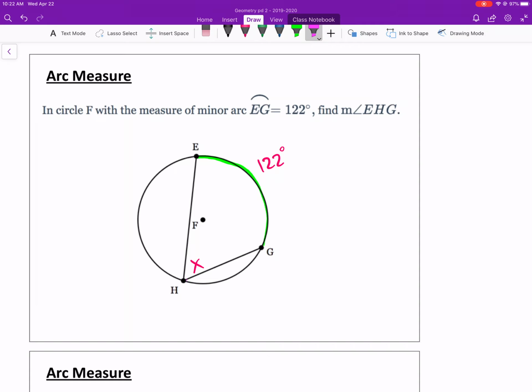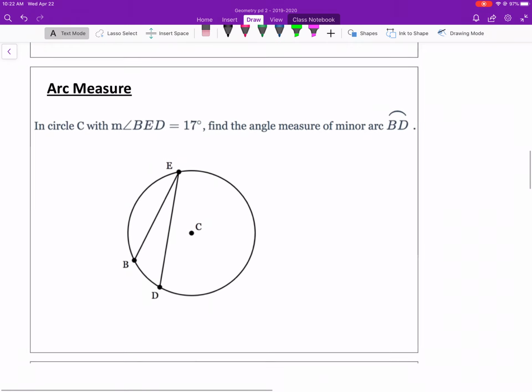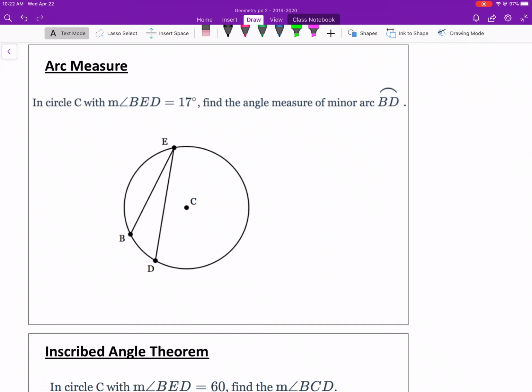The intercepted arc right now is that 122 that they gave us, because you see how X, that angle, opens up and hits that 122 degree arc. So you take that 122 and you cut it in half, you get 61. Still in the arc measure section, there's a couple different ways that they can ask this question. All pretty simple, but stay with me here.